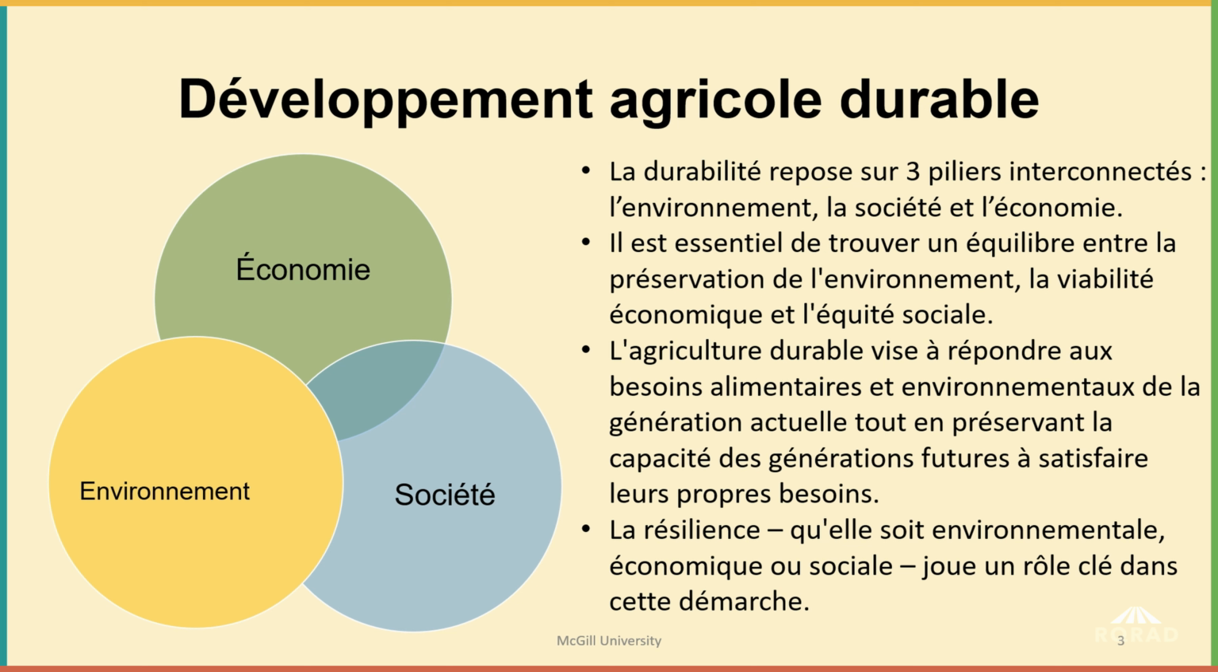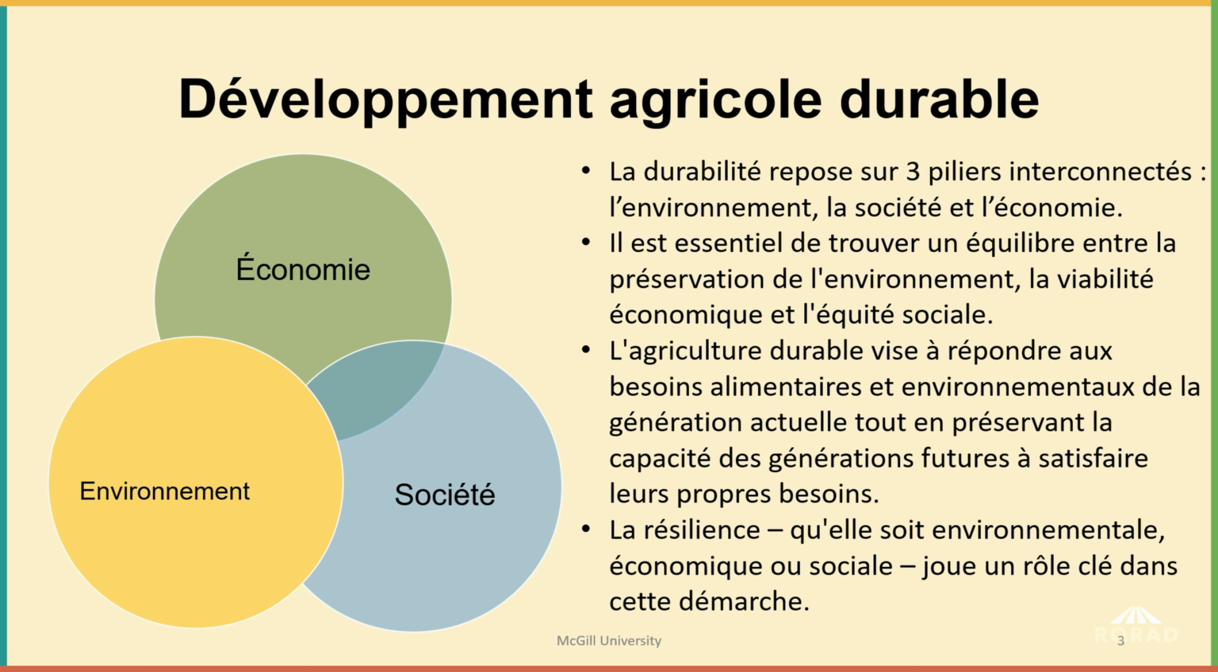So just to remind everybody, sustainable agriculture deals with three interconnected pillars: environment, society, and economics. Again, we need to find that balance between environmental conservation, economic viability, and social equity. As Genevieve just said, economic viability is really important, and that's something that farmers are going to want to be looking at. Again, sustainable agriculture requires meeting the food and environmental needs of the current generation without compromising future generations. And that's important. When we talk about resilience, that comes into it.